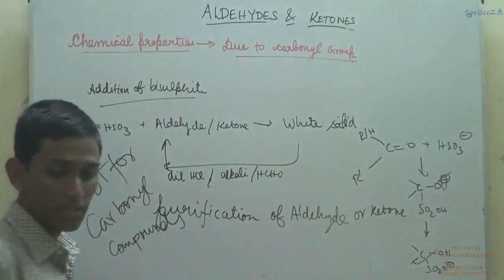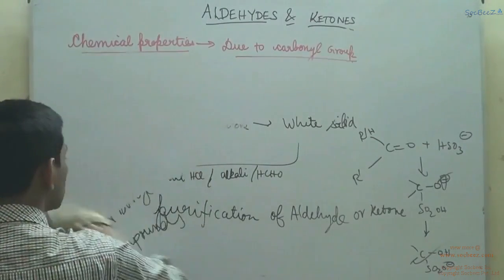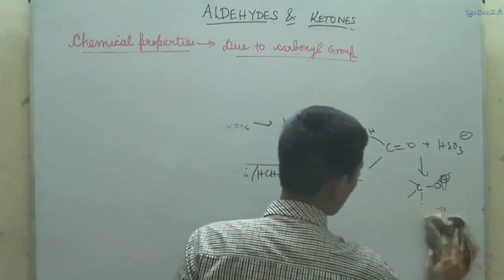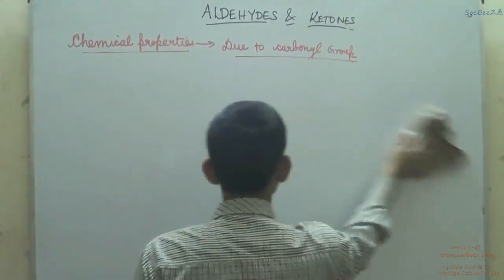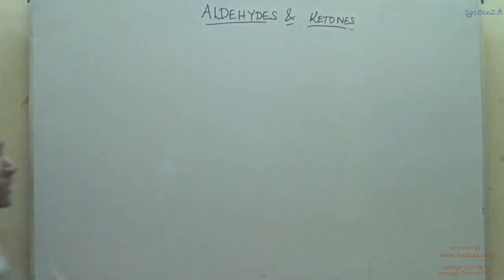So that's basically the end of this chapter. I have not touched the condensation reactions, which can be as a part of other chapters or even taught separately. So other than condensation reaction, all the chemical properties have been covered.